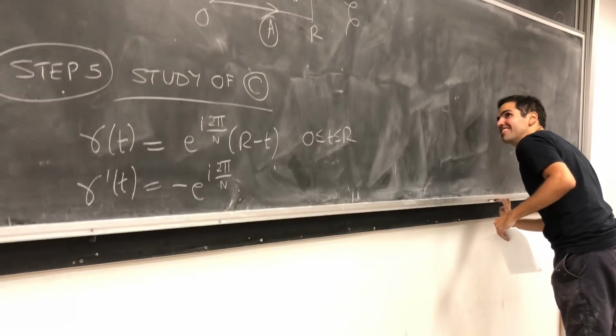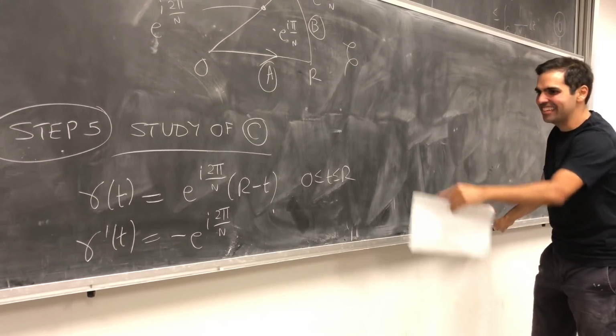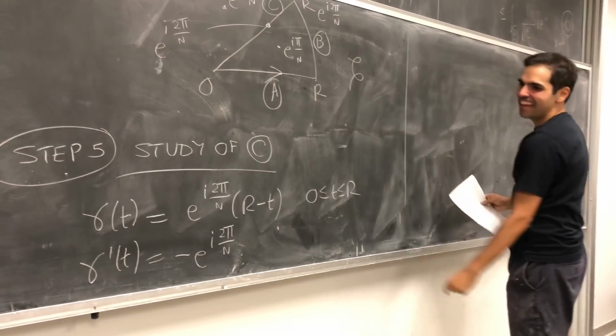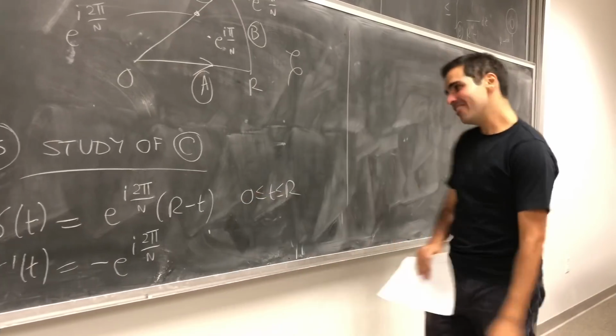This e^i business makes me think of Old MacDonald. Old MacDonald had a farm, e^(i2π/n).